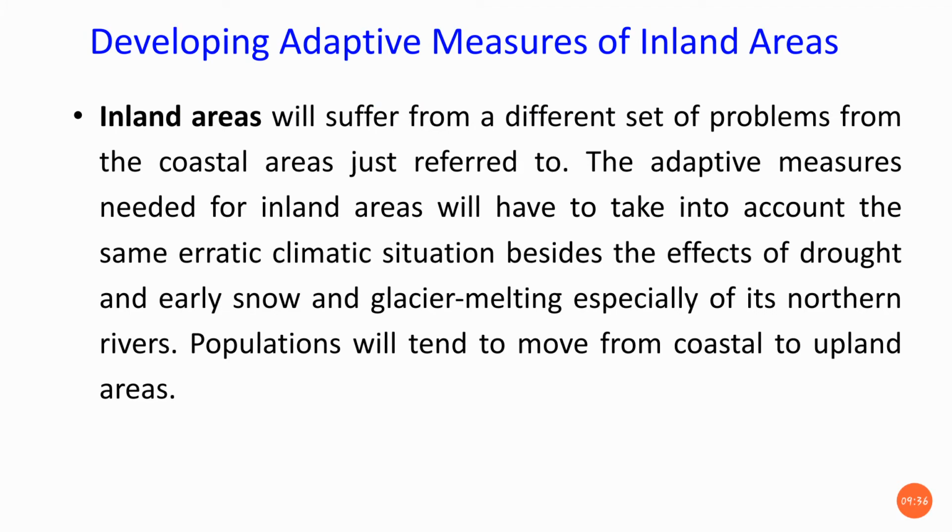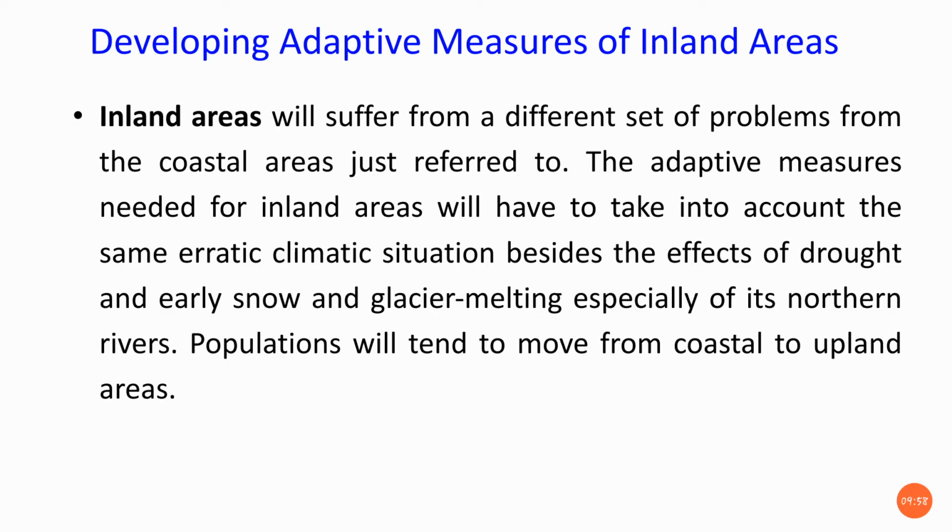Inland areas will suffer from a different set of problems from the coastal areas just referred to. The adaptive measures needed for inland areas will have to take into account some erratic climate situations, besides the effects of drought and early snow and glacier melting, especially of the northern rivers. The population will tend to move from coastal to upland areas.